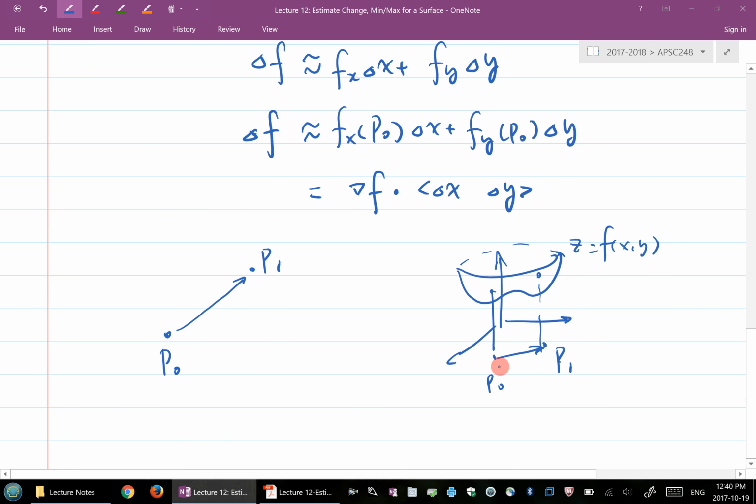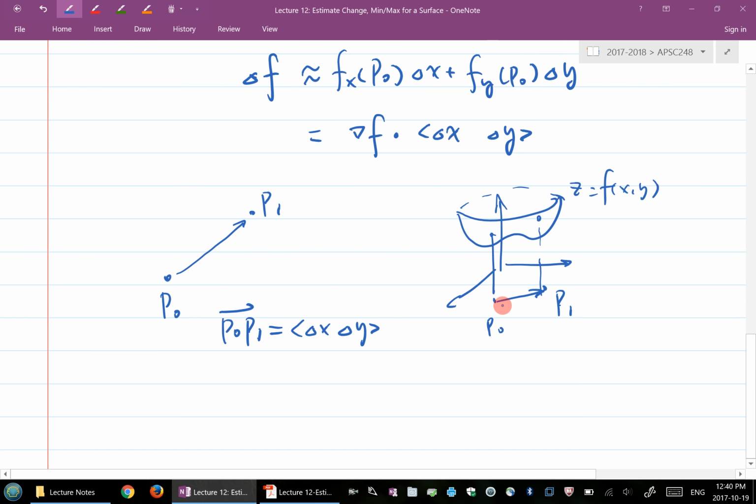Now, when you go from P0 to P1, I can write a P0P1 vector, and the P0P1 vector turns out to be delta x, delta y. That makes sense? Okay. And second of all, when we see going from, now this is essentially a direction concept, right? This is a direction concept. So go to that point in this direction, and by how much?